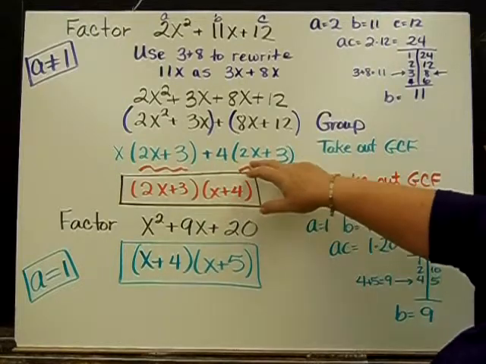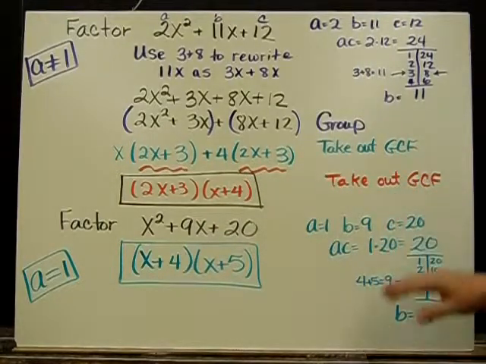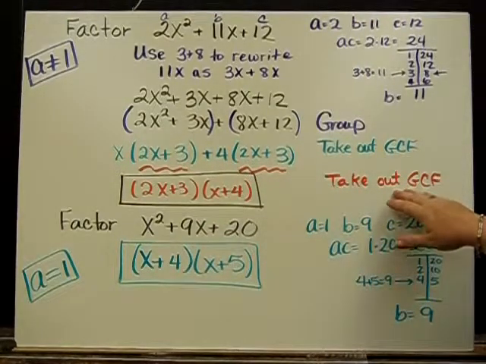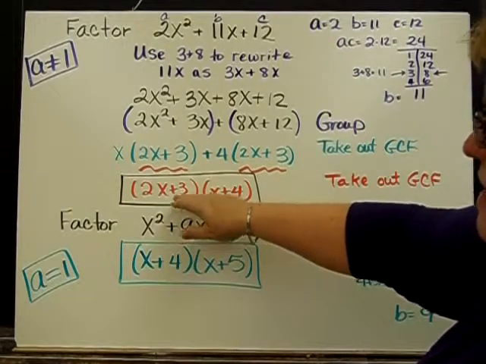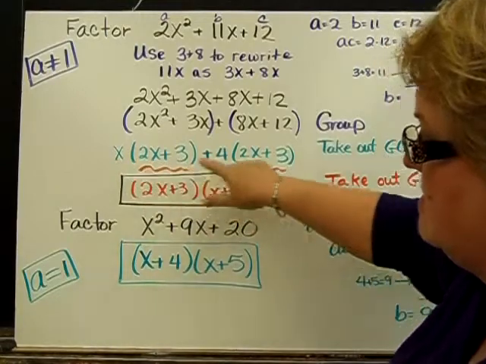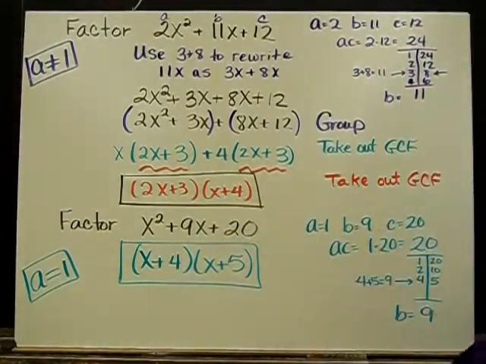We now notice that inside the parentheses, those expressions are the same. So we have another greatest common factor that we can take out. So we factor out the 2x plus 3, and that leaves us this x plus 4 for our other factor.